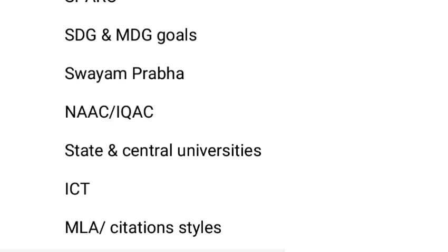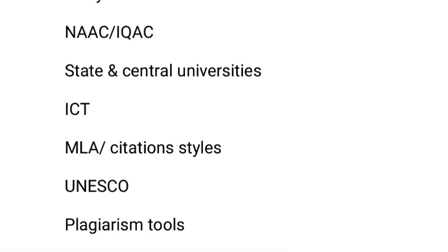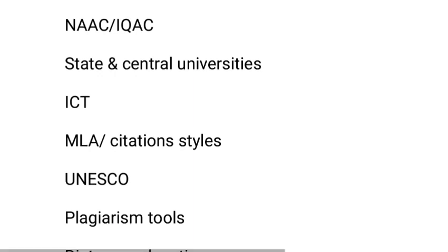Okay, and then you should also know about UN bodies, how UN bodies are helping in higher education, and UNESCO. Okay, and you should also know about plagiarism tools. There are so many notable plagiarism tools like Ouriginal, Turnitin, and many more, and you have to know about them, how they work and why they are necessary. So those things you should know.